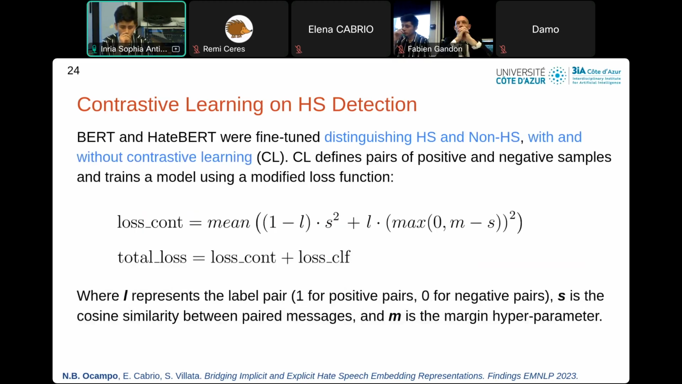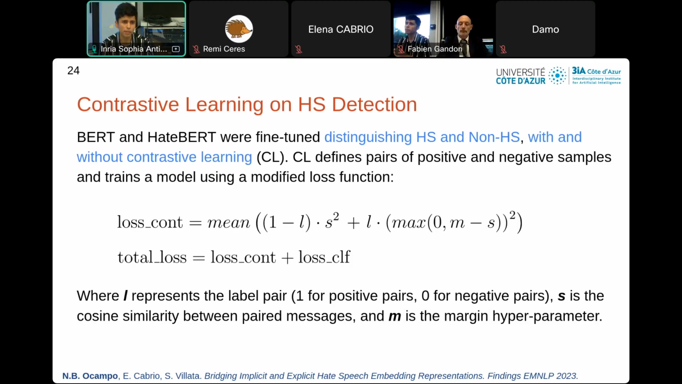So we checked the literature to see if there was a way to add this constraint in the detectors. And there is something called contrastive learning. How does this work? Basically, you need to have what is called a positive pair and a negative pair. And then you modify a loss function based on these positive and negative pairs. Positive pairs are the ones that you want to put together.